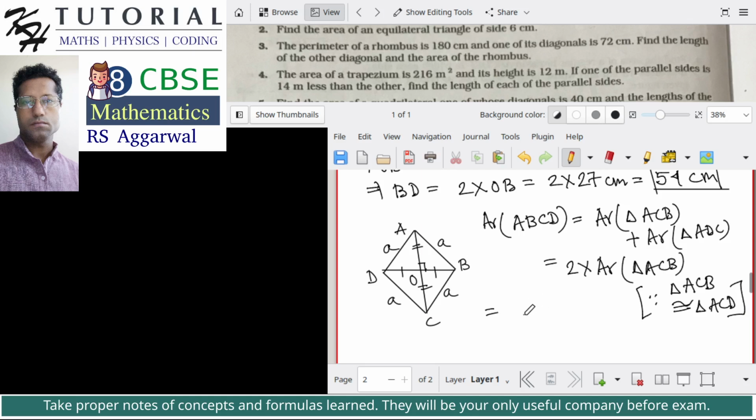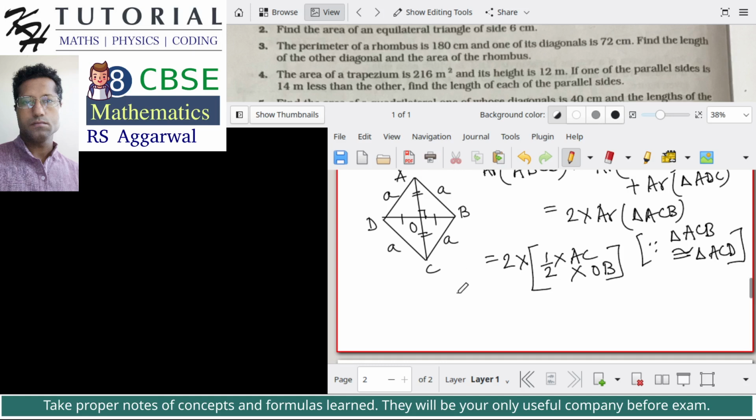Now what is the area of triangle ACB? So we have 2 into the area of triangle ACB, which is half. Let's consider AC as the base; if AC is the base, the altitude will be OB. So half and 2 cancel out. We have half AC into OB.